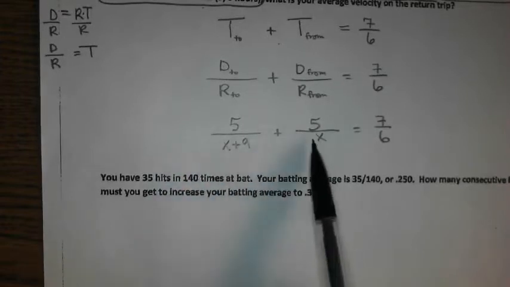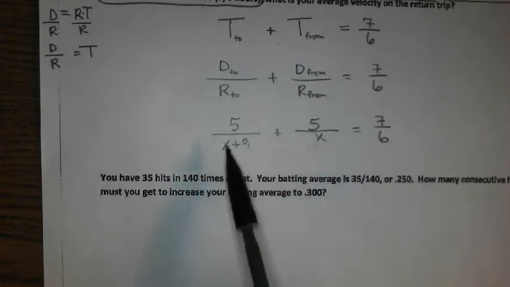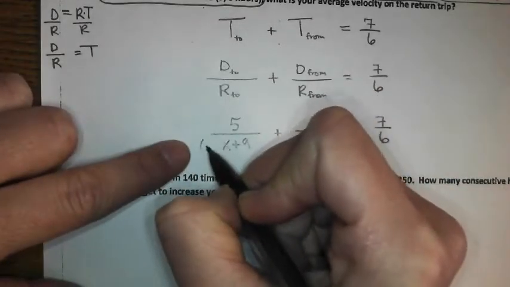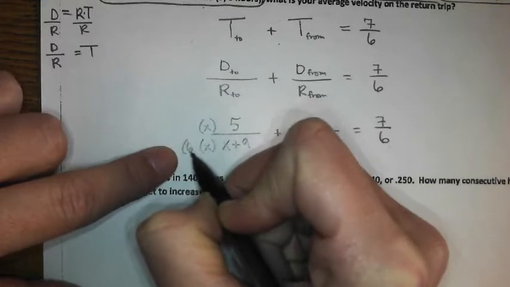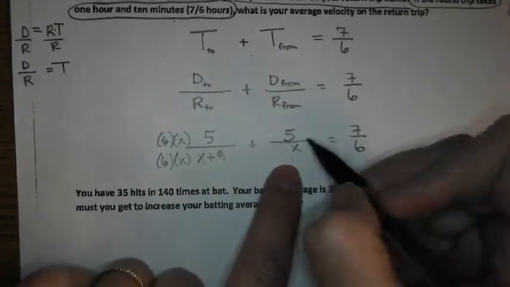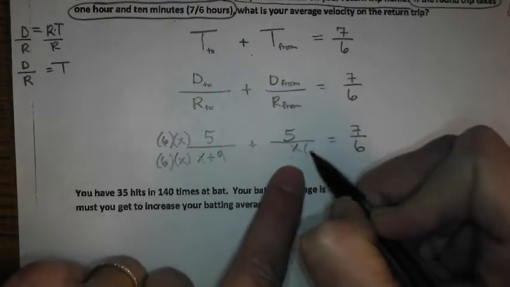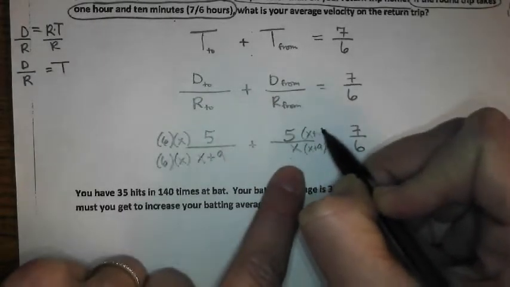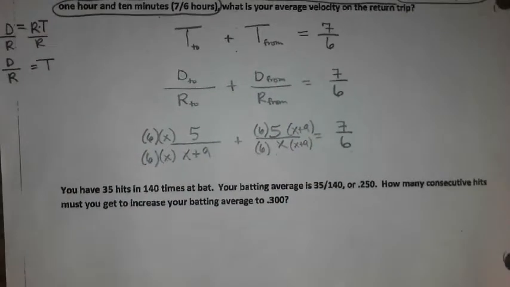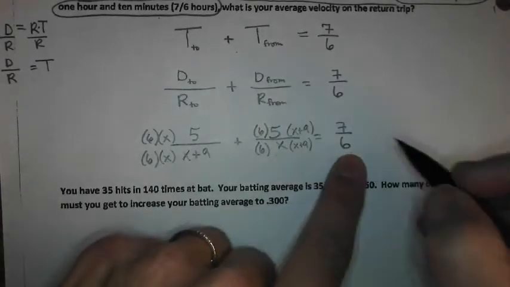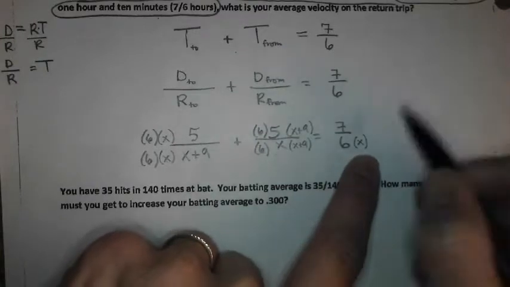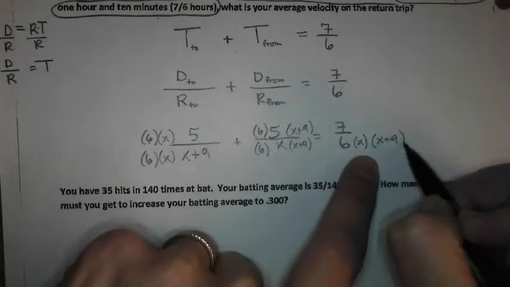So when we get a common denominator on every single term, what does this one need? An x, what else? And a 6. What does this one need? This one needs an x plus 9 and a 6. And what does this one need? X. I'm going to do the x first. I'll get the monomial done first, and then the x plus 9.